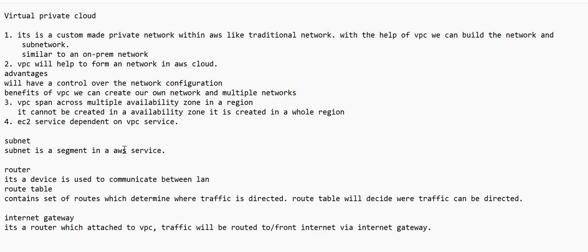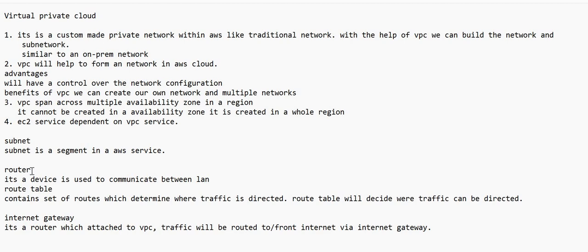Consider the VPC as a home. A subnet is each room. In each room, there will be a device. Devices cannot communicate without the help of a router. It helps to route between the multiple LANs, between each department.